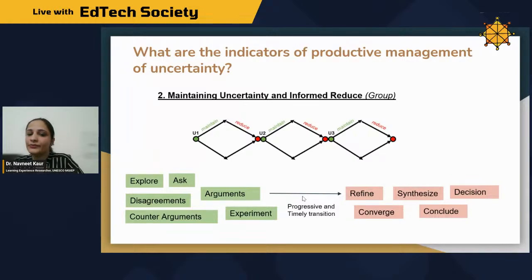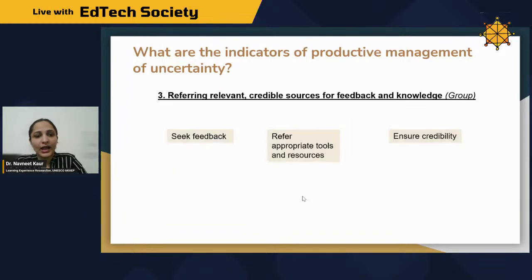And with time, they are transitioning to refining, synthesizing, making decisions, concluding. Then it means that they are managing uncertainties in an effective manner. Third is that they refer to relevant, credible sources for feedback and knowledge.